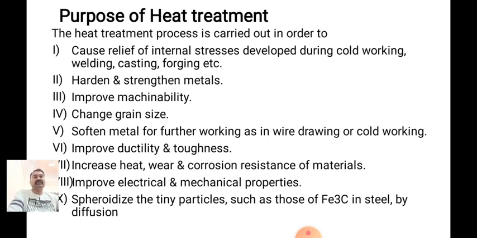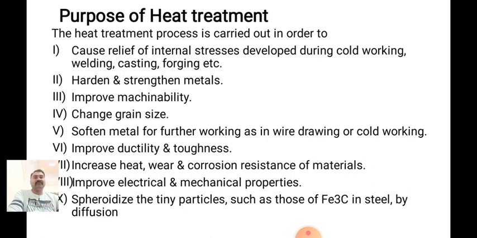Then the fourth objective is to change the grain size. In the heat treatment process we heat the component up to a certain temperature, maintain that temperature for a certain period of time, and cool to room temperature by using different cooling media. During that process the grain size changes in the raw material or in the finished component. After changing the grain size, different properties will be obtained.